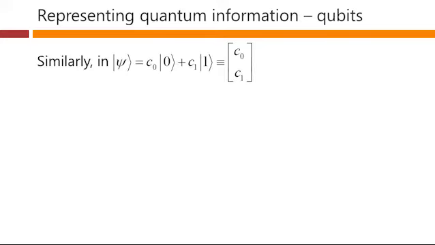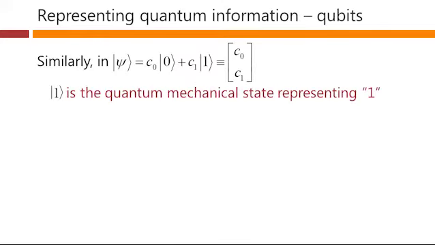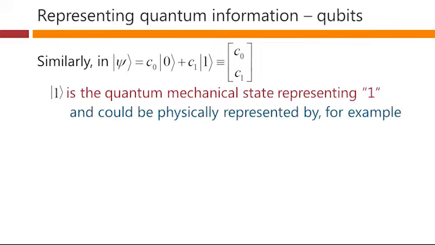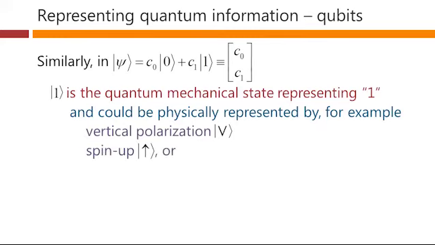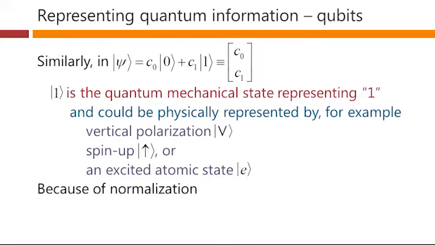And similarly, in this expression, 1 could be the quantum mechanical state representing our logic 1, if you like, and could be physically represented by, for example, a vertical polarization, or spin up, or an excited atomic state, maybe E. Because of normalization, these two coefficients have to be such that the sum of their modulus squareds adds up to 1.